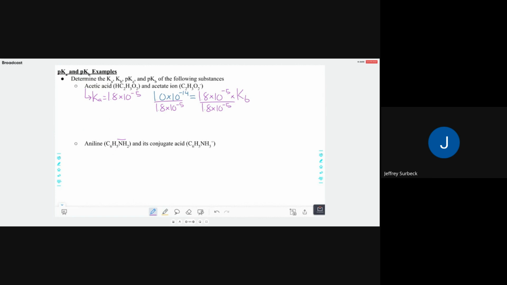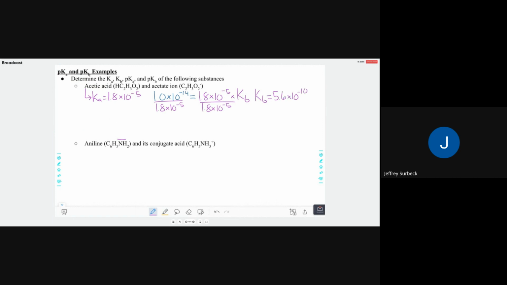we get what number? 5.5 repeated. Yep. And I'm just going to make that simple here. I'm going to call that our Kb. I'm going to just call it 5.6, rounding up, times 10 to the negative 10. Yep, 5.6 times 10 to the negative 10.